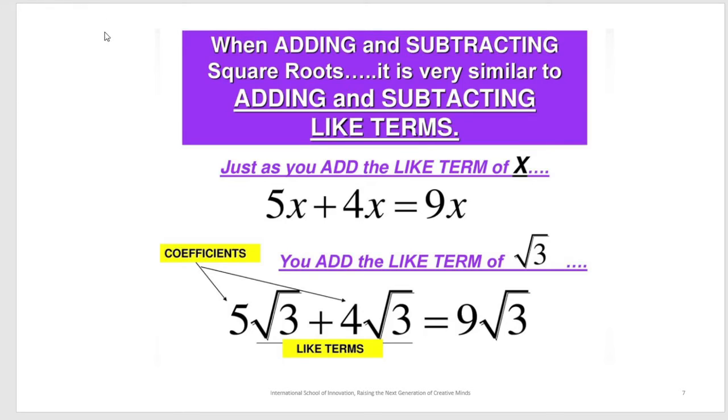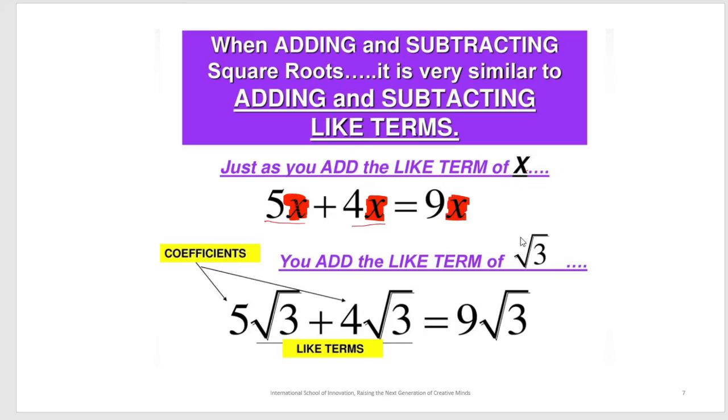So be careful when adding and subtracting square roots. Okay, it's very similar to adding and subtracting like terms. So you just add the like terms of x. For example, 5x plus 4x. What is the like term here? X. Okay, x is the like term. So 4x plus 5x or 5x plus 4x is equal to 9x.